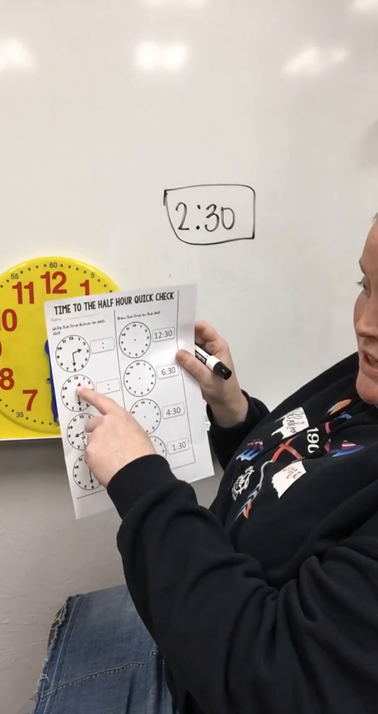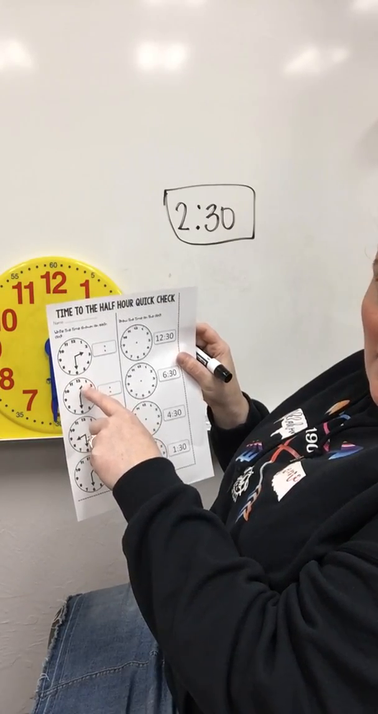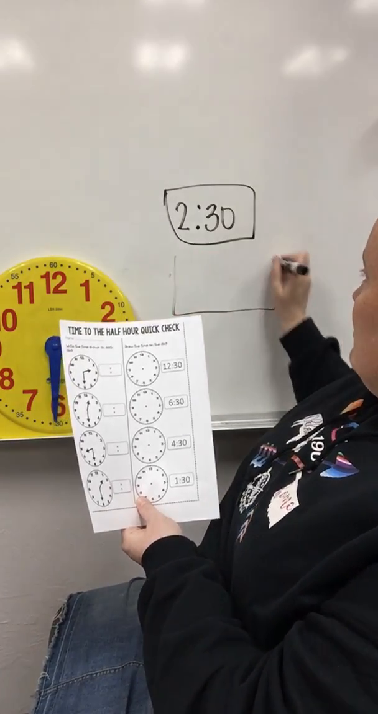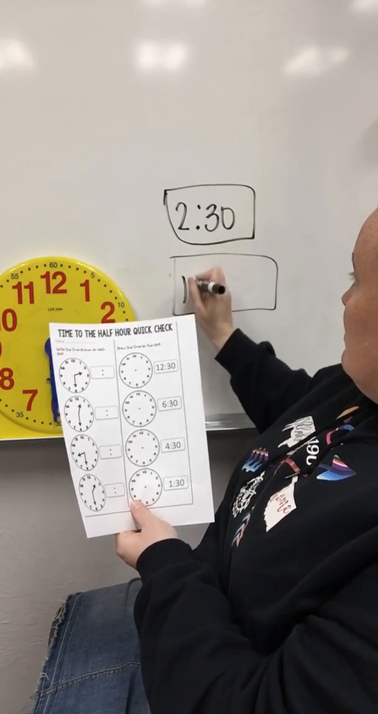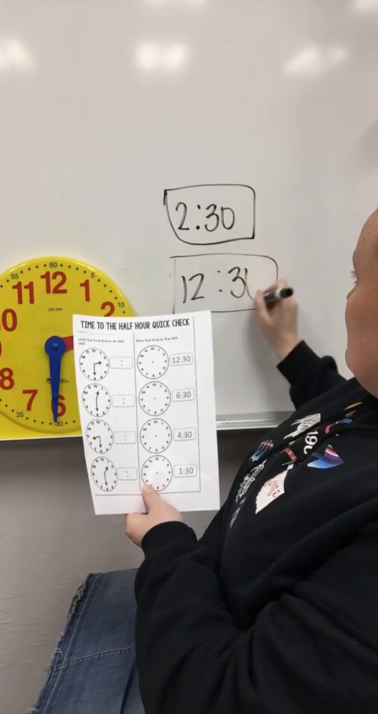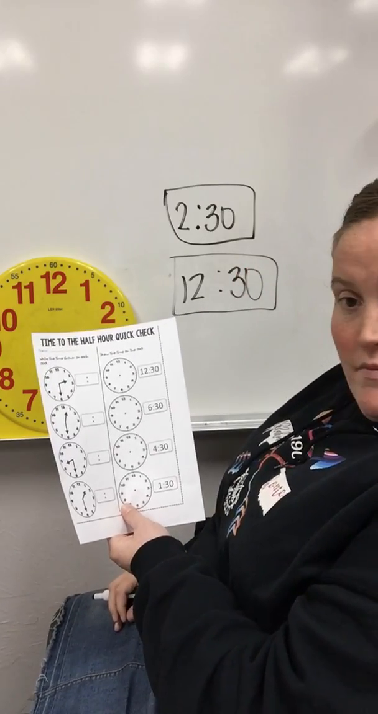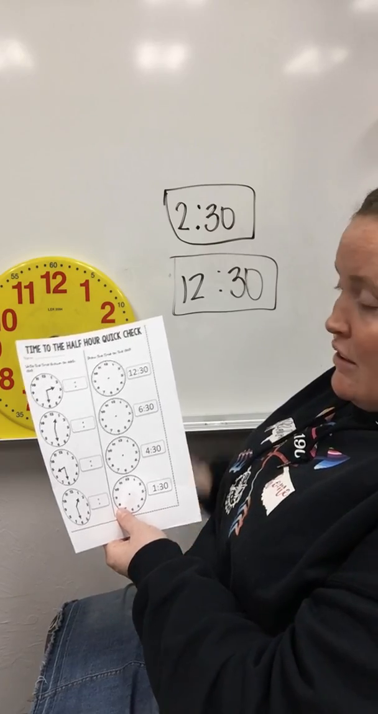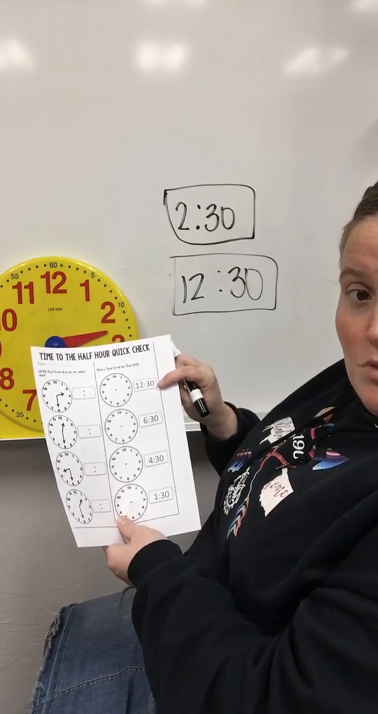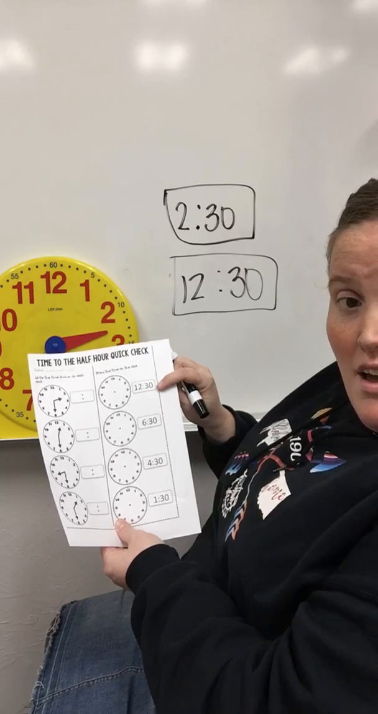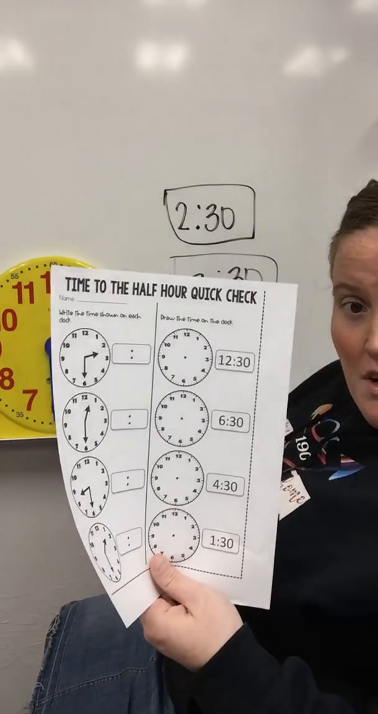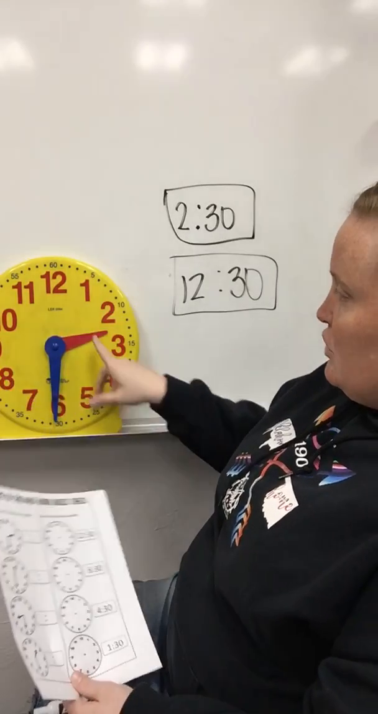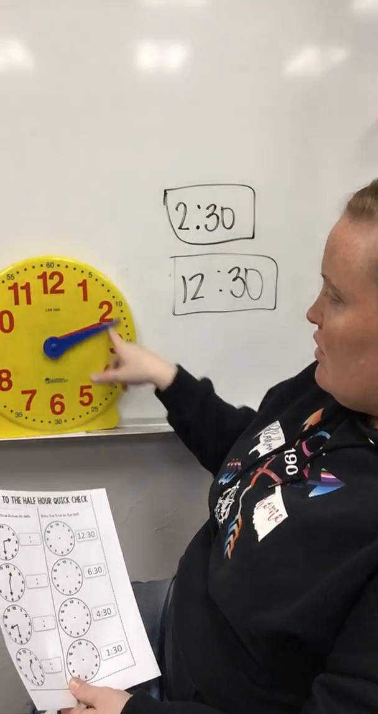And the next one would be, it's not all the way to the 1 yet, it's still on the 12. So it'd be 12:30. Okay. Then on this side, it wants you to draw what that clock's gonna look like. So it gives you the number, 12:30. Well, that one's right there. But you're gonna draw 12:30 on the clock.